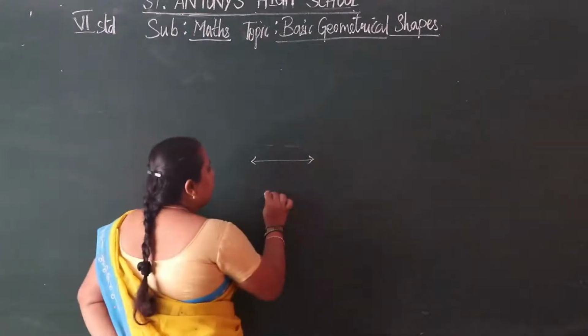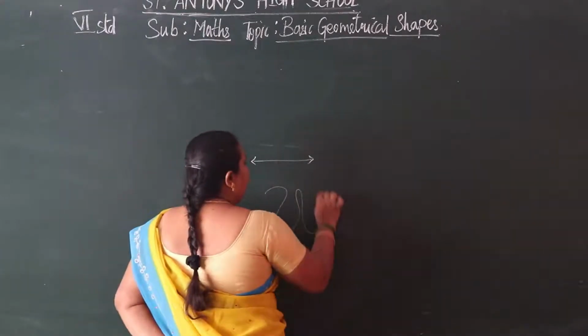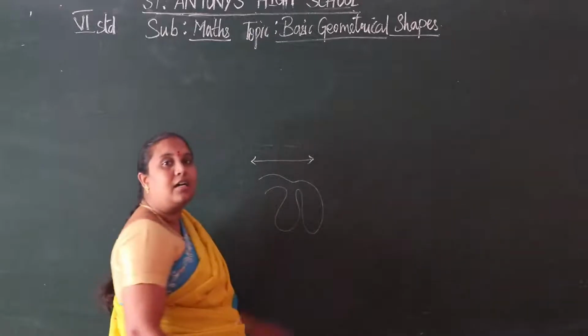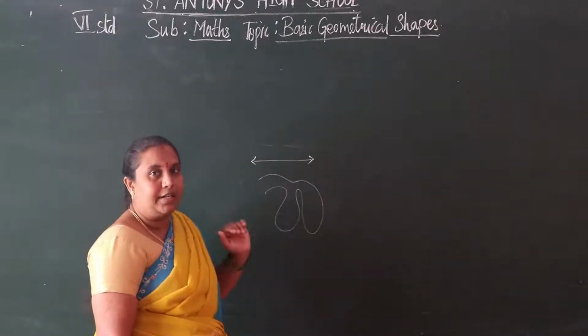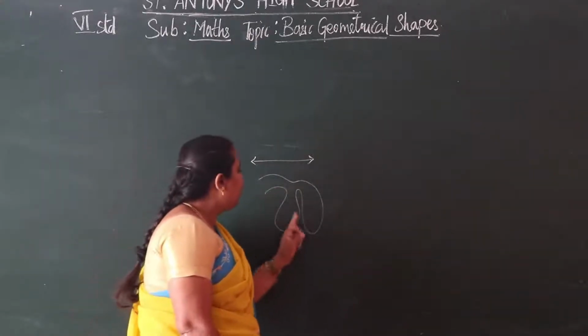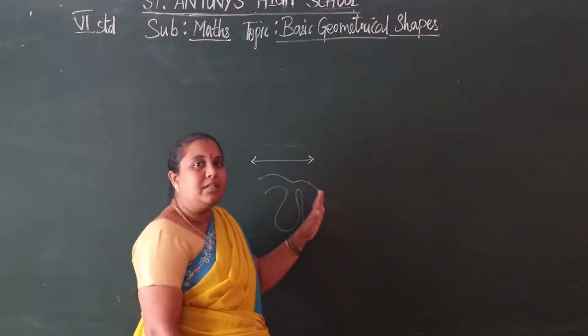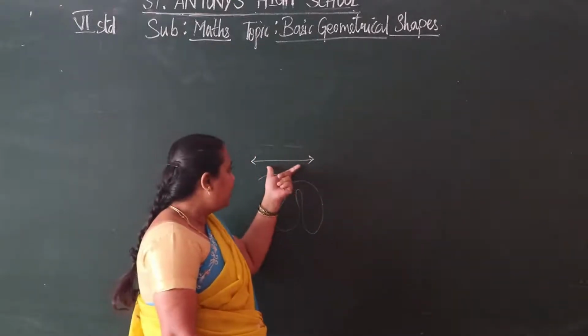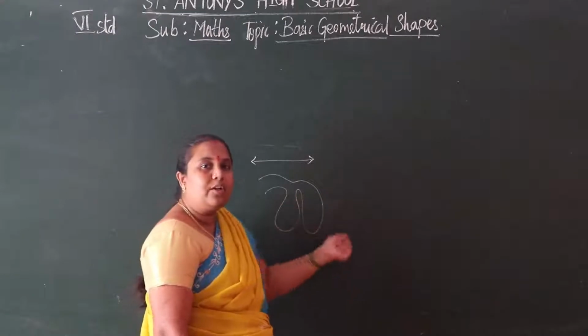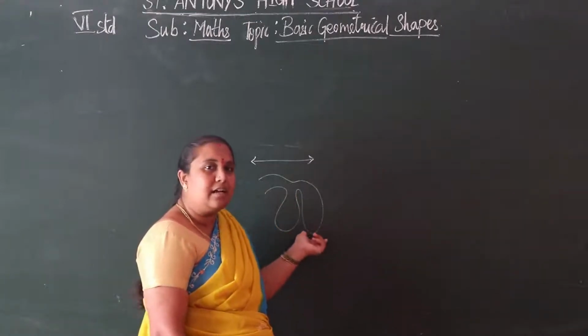Other than this, we are drawing like this. So this is a curved line. This is a curved line. So this is a curve we can say. So curved line means what? Other than a straight line, if we draw a line, we can say it is a curved line.